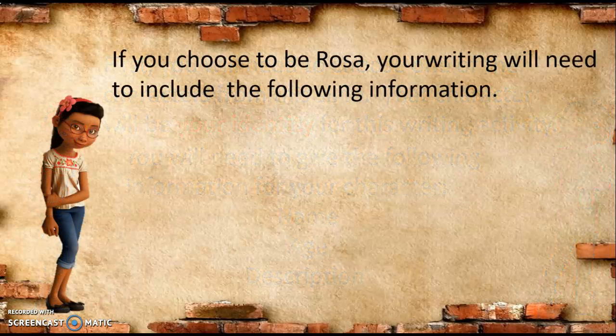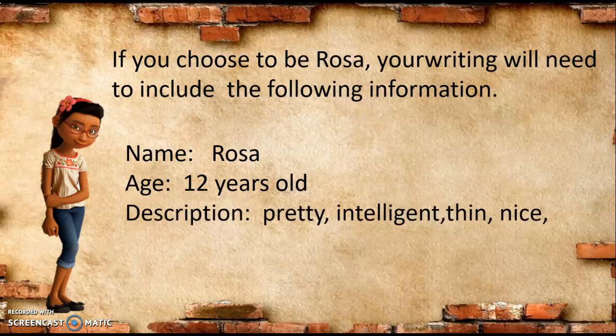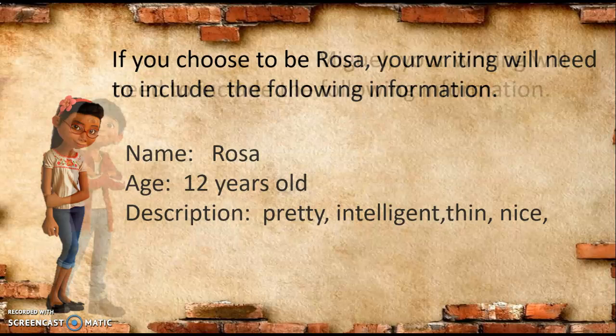For example, if you choose to be Rosa, your writing will need to include the following information: her name, which will be your name, Rosa, your age, 12 years old, and a description of yourself: pretty, intelligent, thin, and nice. And we want you to use those adjectives.